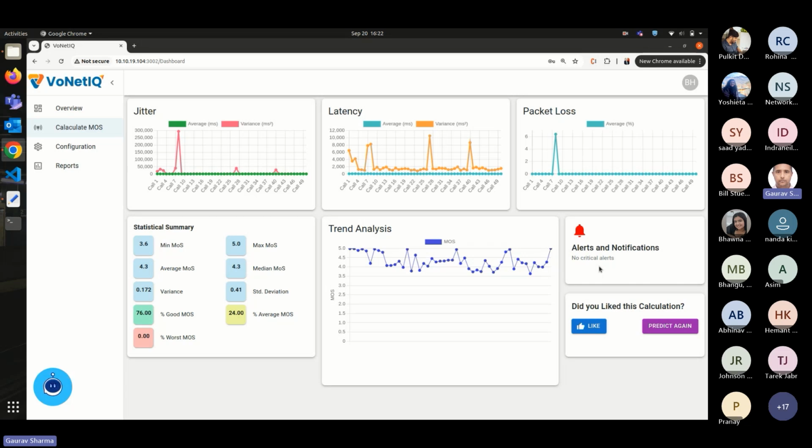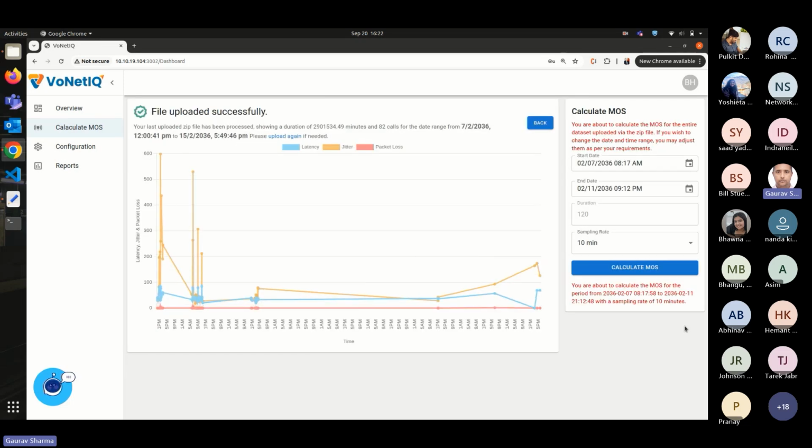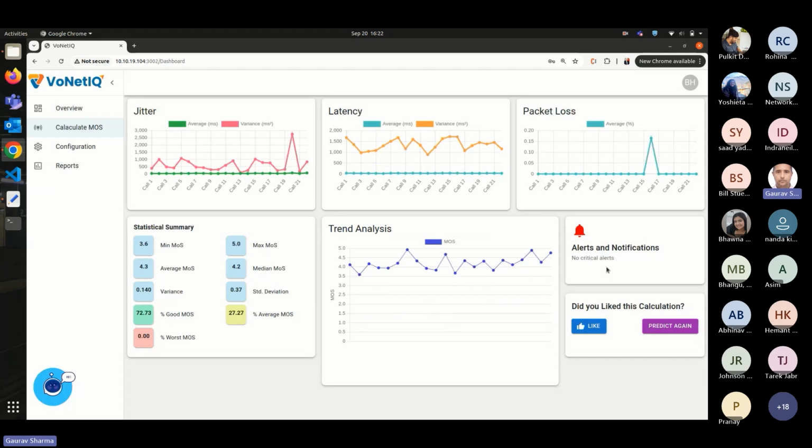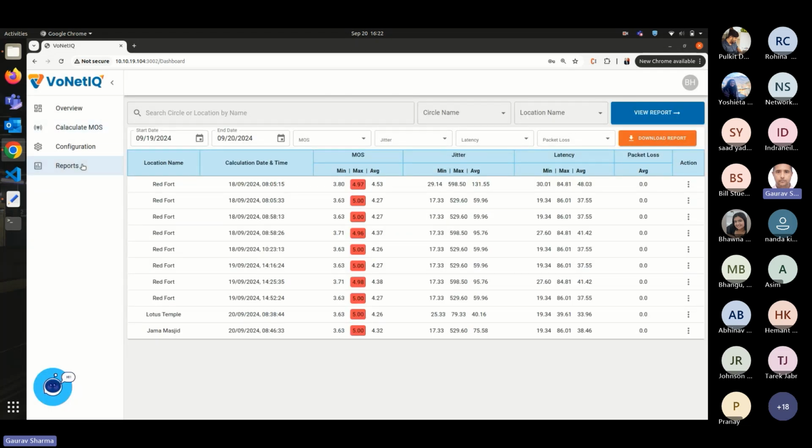A statistical summary will also highlight key KPIs related to the MOS for the selected calls. You can adjust the call range and re-predict as needed. All data will be available in the report section. The tool features anomaly detection that flags irregularities in the network performance, helping you address issues before they impact call quality. It also provides comprehensive analytics to track network metrics over time for deeper insights. That's all for the demo.